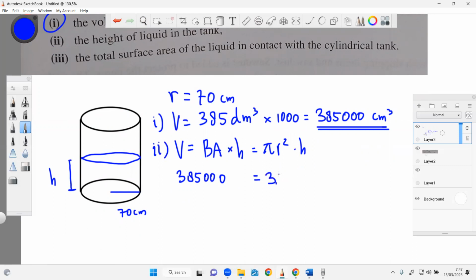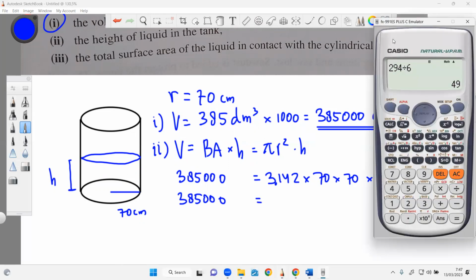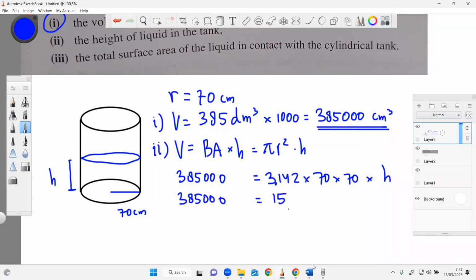Pi times r squared times height. It's so much, but since we have a calculator, everything seems very simple. Write down 3.142 times 70 times 70. The answer will be around 15,400. Use 3 significant figures, but if you insist on using the exact value, no problem: 15,395.8. Times height. So can you find the height?